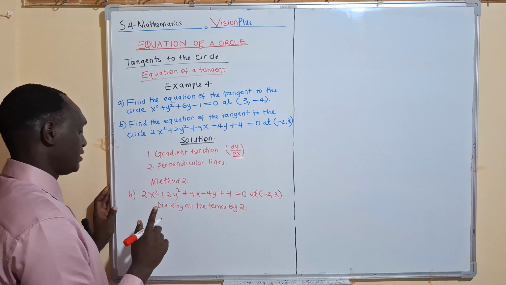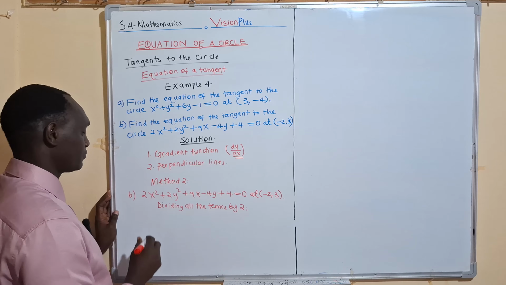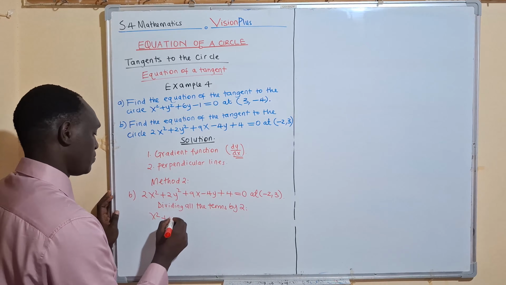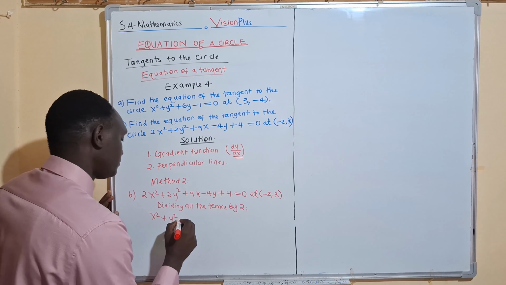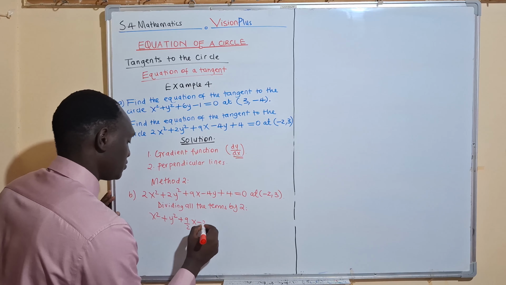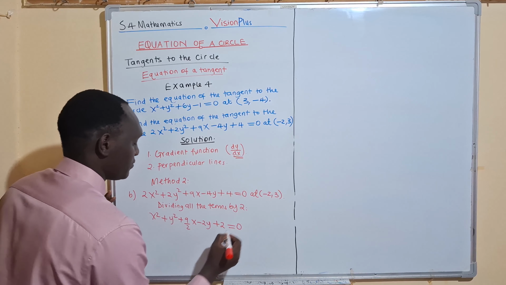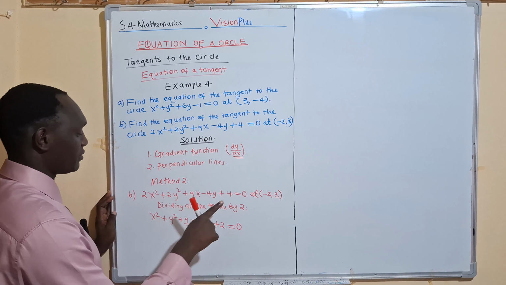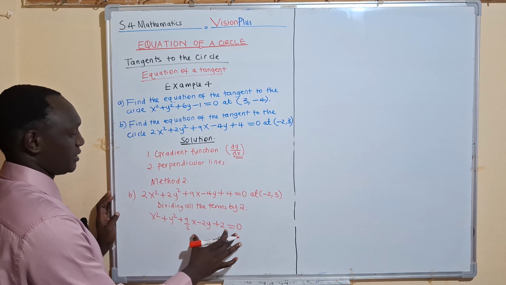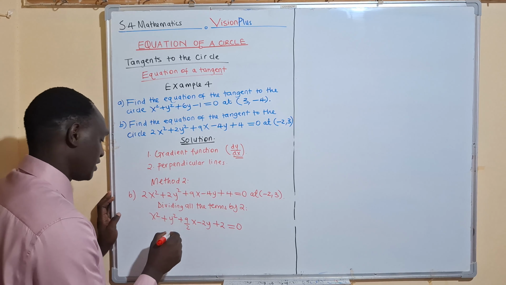On dividing through by 2, we shall have x squared plus y squared plus 9 out of 2 x minus 2y plus 2 equals 0. Simply divide all the terms by 2. So this is now going to be the equation of the circle that we shall use.